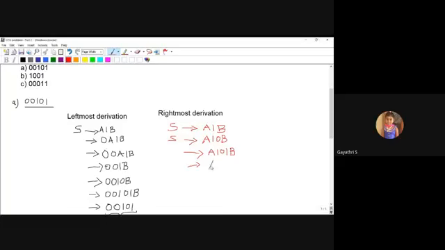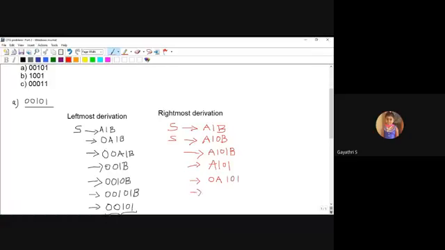The remaining things, keep as they are: A101. Next, A. Only one variable is available, A, so you have to replace A. Yes, 0A. Based on your choice, we will choose 0A101.